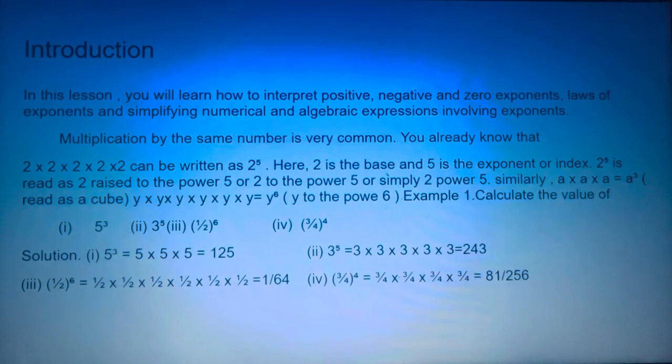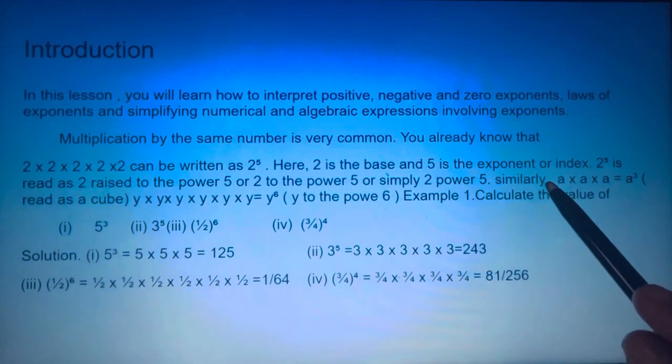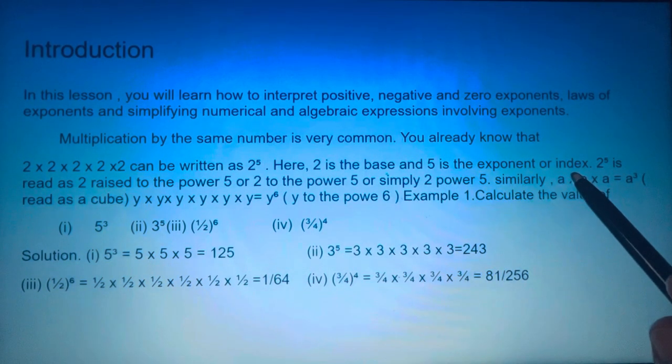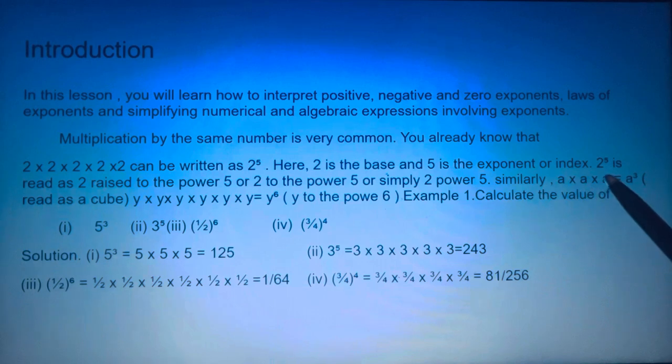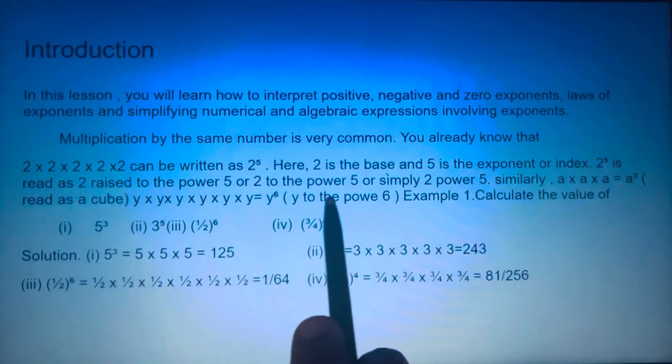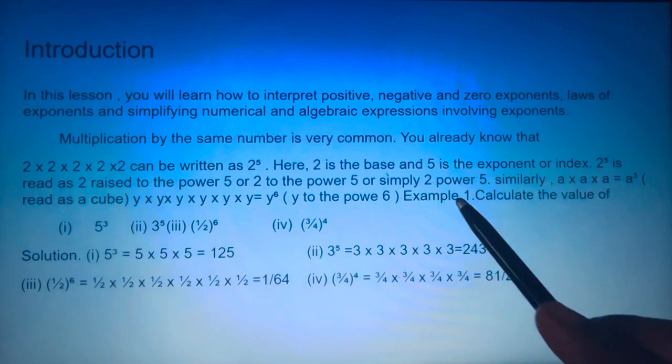Multiplication by the same number is very common. You already know that 2 times 2 times 2 times 2 times 2 can be written as 2 to the power 5. Here 2 is the base and 5 is the exponent or index. Exponent is sometimes also called index. The plural of index is indices. So 2 to the power 5 is read as 2 raised to the power 5, or 2 to the power 5, or simply 2 power 5.